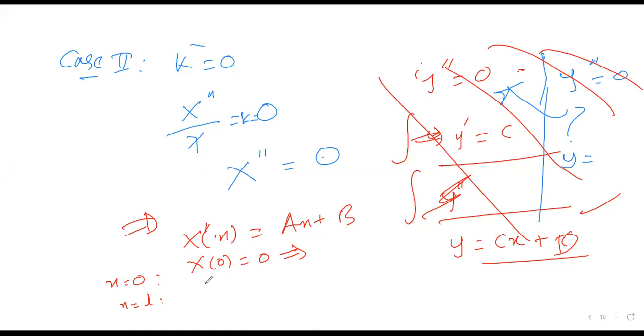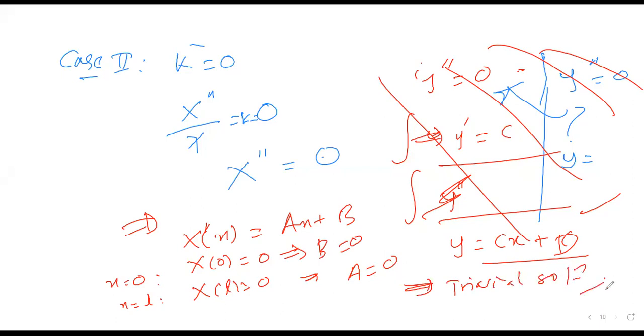Just get the answers. So it will give you b is equal to 0. It will give you a is equal to 0. That's your choice. Then this is also coming as a trivial solution. I can go to the next case. So I have analyzed two cases which have not worked out.